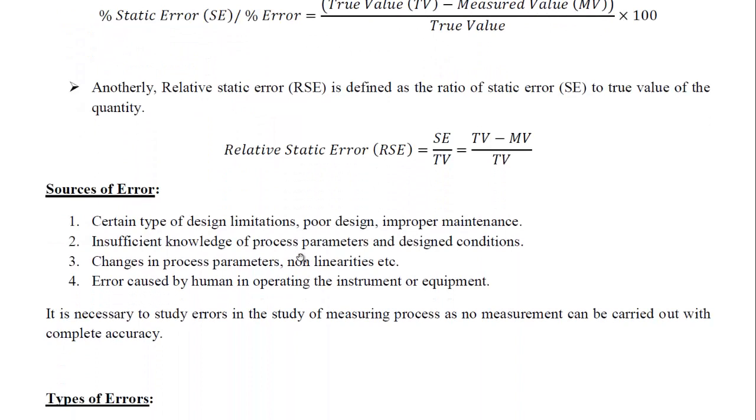Now before moving to the different types of errors, why do errors occur? What is the reason that we are having errors? There are design limitations, poor designing and improper maintenance, and insufficient knowledge of the process parameters and design conditions. There are non-linearities and changes in process parameters, and there are also errors caused by humans in operating the instrument. So these are the major sources due to which errors occur.